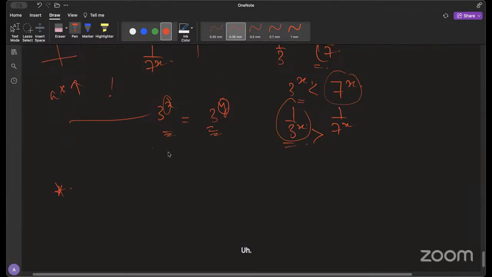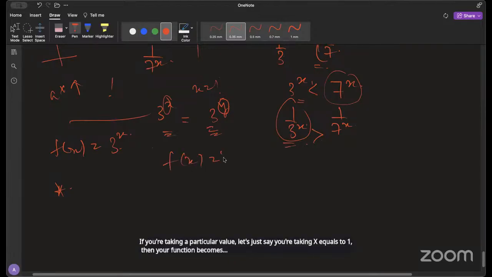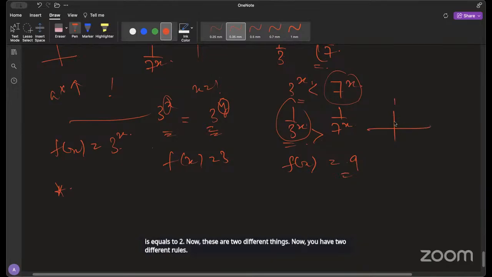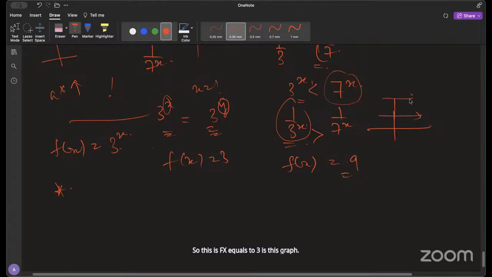How, ma'am, if we put x and y different, the values are different now? Okay, when you take the function, it's this, right? If you're taking a particular value, let's just say x equals 1, then your function becomes this, and they're obviously different. Let's say x equals 1 and y equals 2. Now these are two different things, two different graphs. So f(x) equals 3 is this graph, y equals 3, and this is y equals 9. Is that okay?